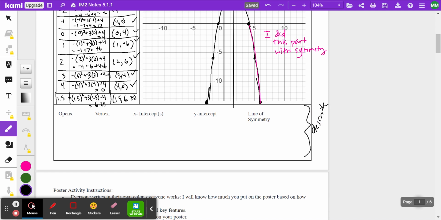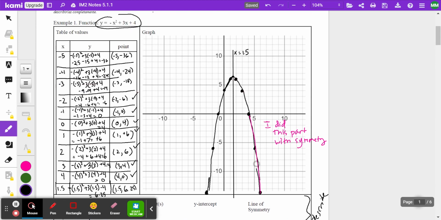So this graph opens down. We call this concave down. And I like to write the N of the word down so that it looks like a parabola. That helps me remember. The vertex is going to be the highest point. So for us, this point right here is the vertex, and it is the point (1.5, 6.25).